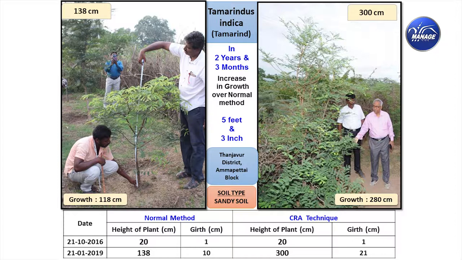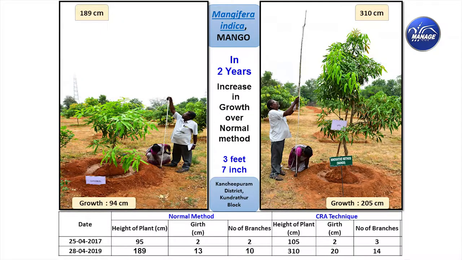Plantation 2010-2016, both were 20 centimeters. And when we took the measurement in January 2019, in the normal method, the growth was 138 centimeters, whereas here it is 300 centimeters. The girth, from 1, has gone up to 10, whereas in the CRA technique, it has gone from 1 to 21. This is mango. In 2 years, the difference is 3 feet and 7 inches. I am not going into the details of the girth; we can see that later.